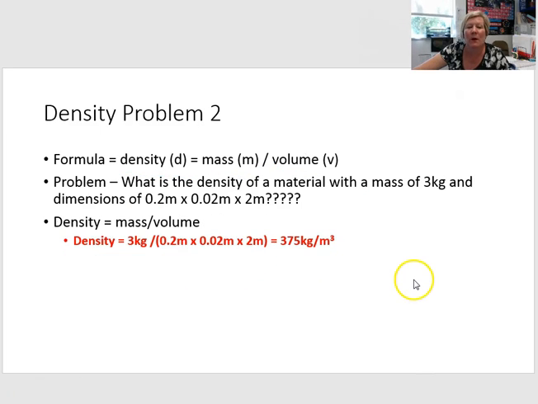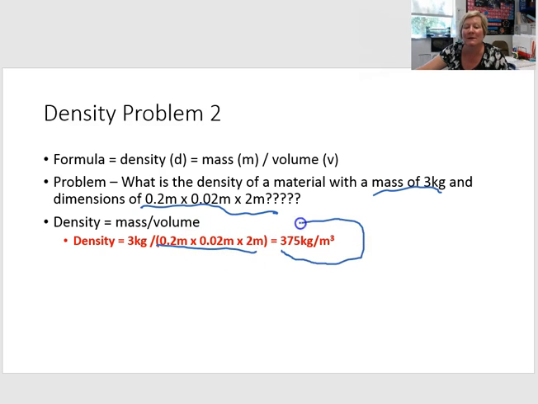Let's do one more density problem. Here, our problem states, what is the density of a material with a mass of 3 kilograms and the dimensions of 0.2 times 0.02 times 2 meters? We plug in mass at 3 kilograms, and then we have to calculate our volume. Volume is length times width times depth or height. And so 0.2 meters times 0.02 meters times 2 meters goes down here in the denominator. And when you take 3 kilograms and divide it by your volume, you're going to get a density of 375 kilograms per cubic meter.